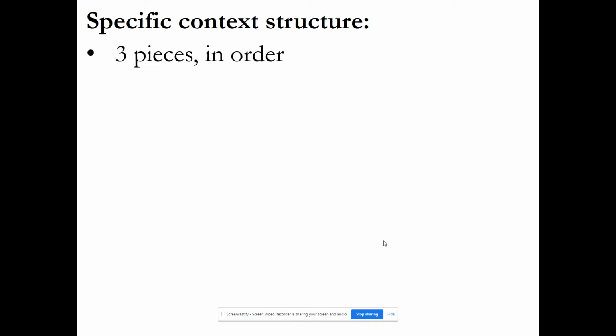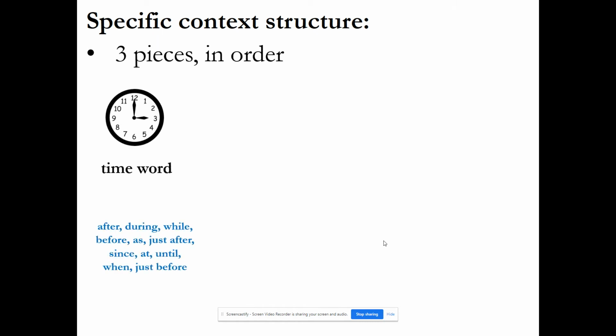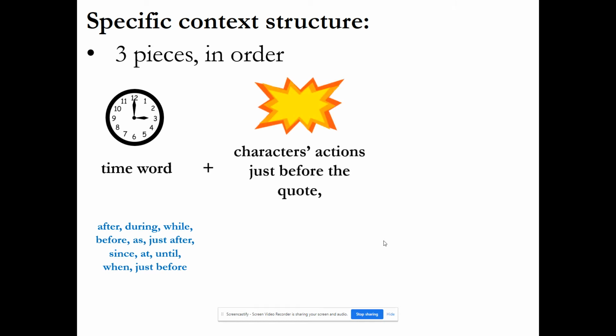Specific context structure. Well, the context has 3 pieces. A time word. Time words include all words that refer to time relationships between ideas. So after, during, while, before, as, just after, since, at, until, when, just before, all great examples. Then the second piece of context is characters' actions just before the quote. You could supplement characters' actions, as in what the character's doing right before the quote happens, with where the characters are, the location in which the action is happening.